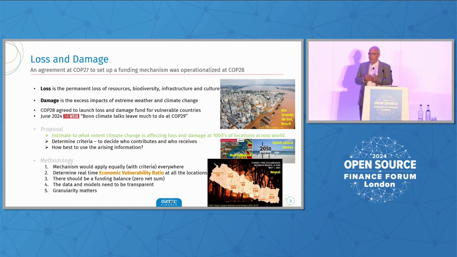Damage is more measurable. It's the extent to which climate change is already impacting extreme weather events and heat events, as we see, and the agreement was put in place at COP28 to operationalize this process, and it's proven to be a very challenging discussion. And even in the last week, The Week reported that the Bonn climate talks leave much to do at COP29.